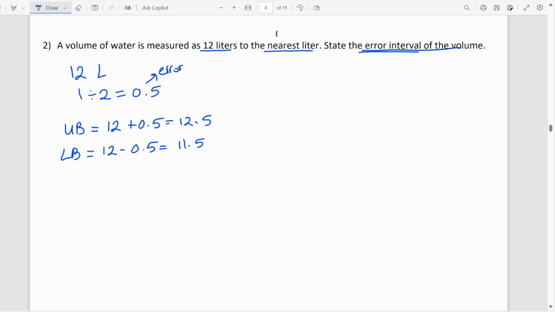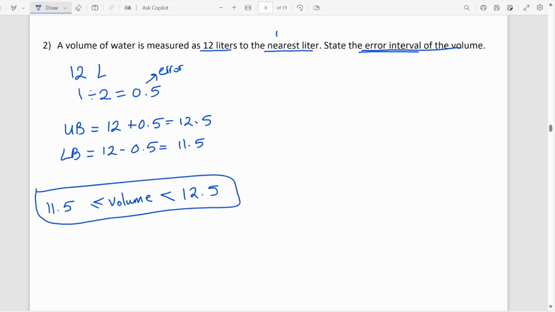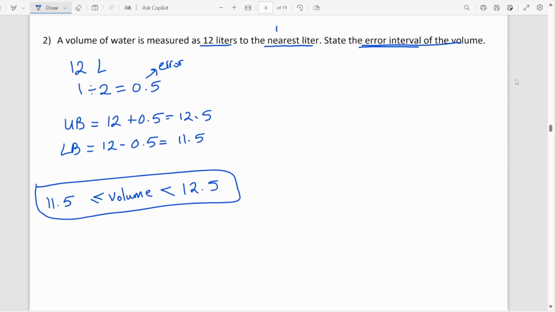Now the error interval, so the volume is greater than or equal to 11.5 and is less than 12.5. This is my error interval.